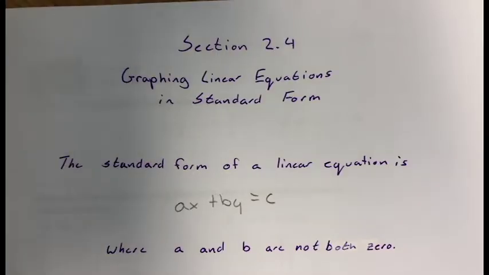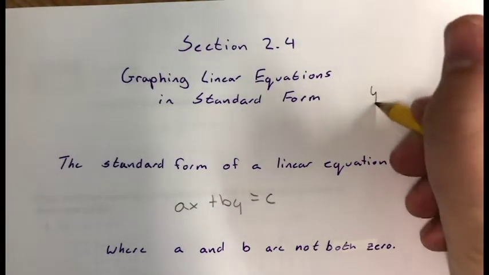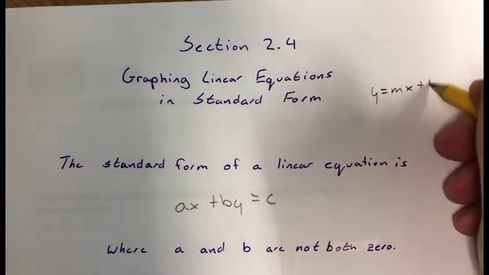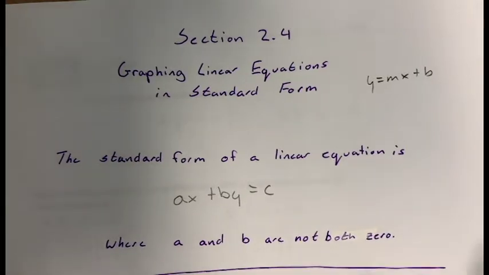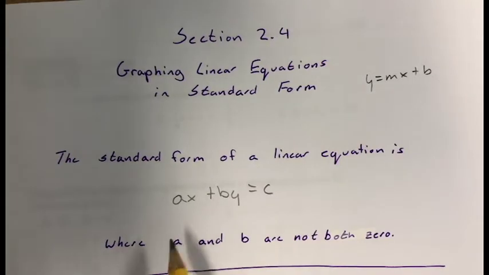Right, so in this section 2.4, we're going to be graphing linear equations in what's called standard form. In the previous videos, we've been graphing linear equations in what's called slope-intercept form, y equals mx plus b. Again, you better know that. Now, standard form is a little bit different. It is what we call ax plus by equals c.